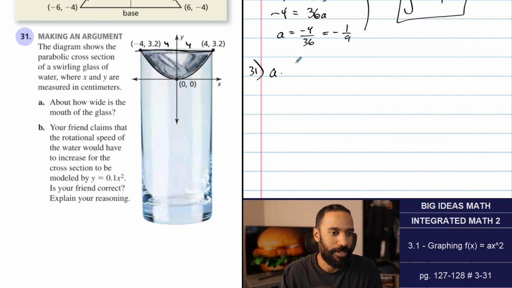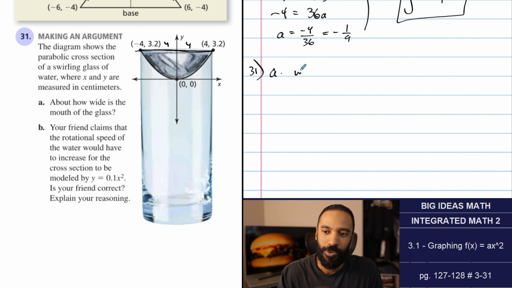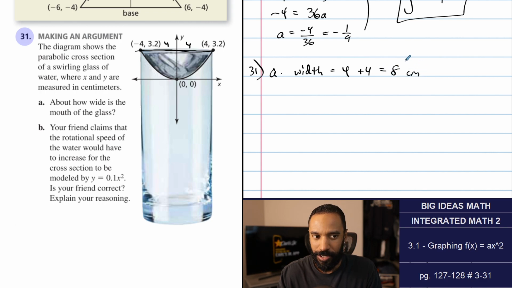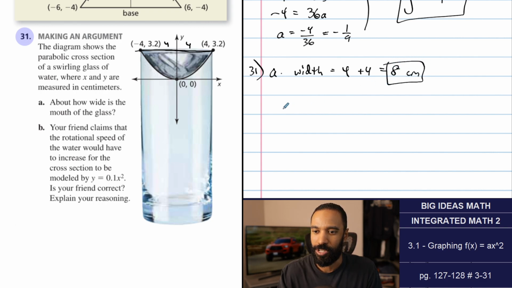The width is 4 plus 4, which is 8 centimeters. All right, that was an easy part.